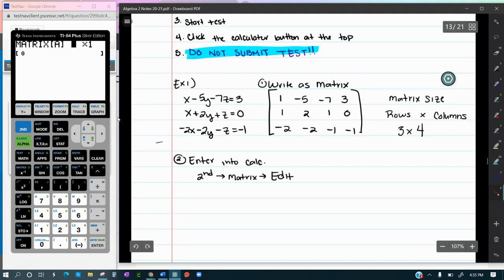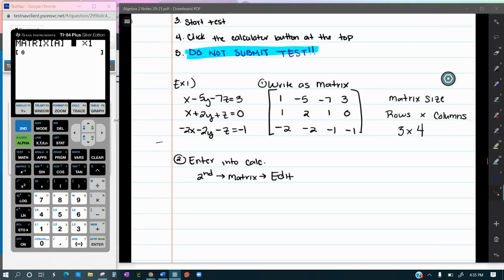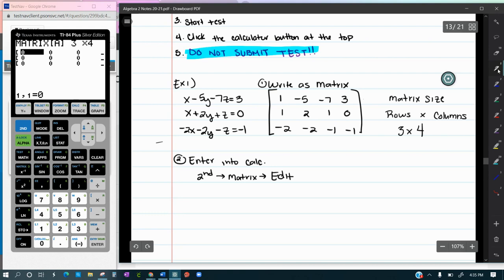So in our calculator, we're going to enter in the size. So our size is 3. You can press the enter button to move to 4, so 3 by 4, and press enter. And notice now your cursor is actually in the matrix. So now that we have created our matrix, actually that's step 2, enter dimensions, enter the size.